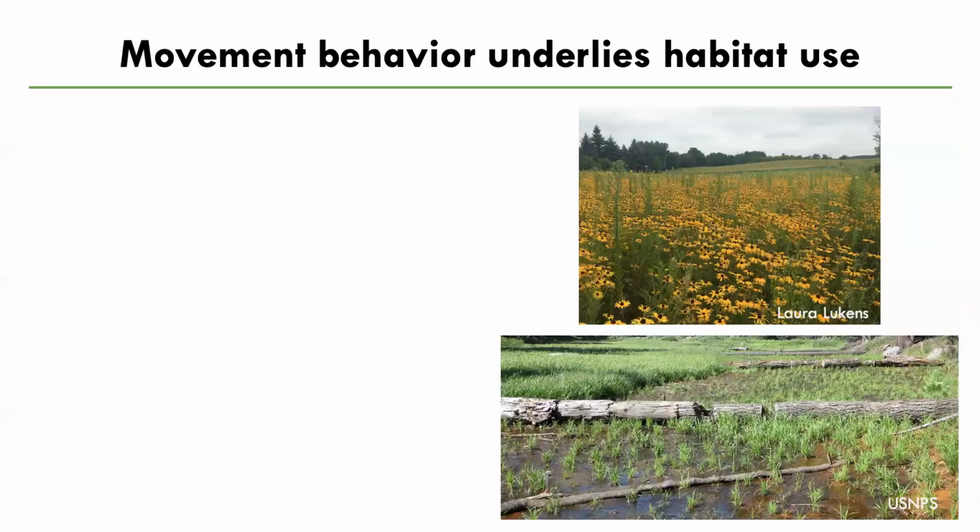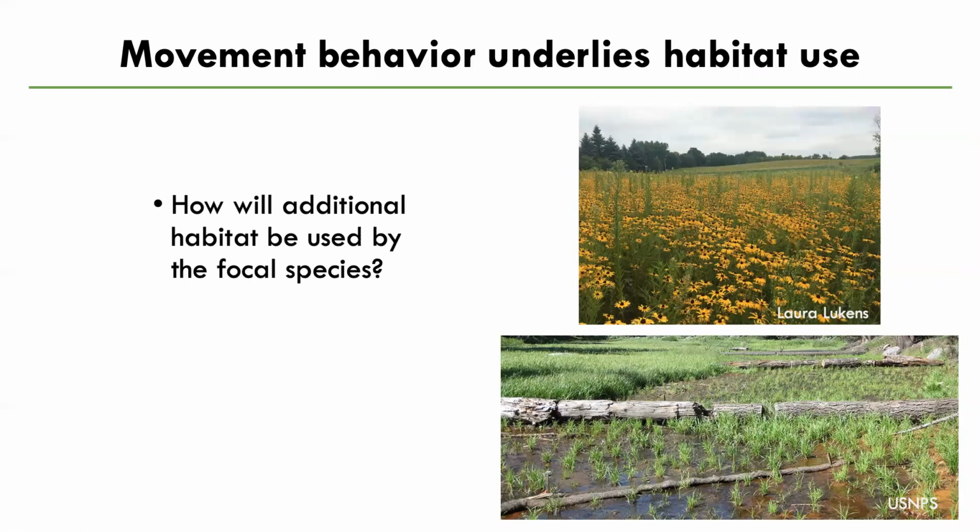But first, I'll begin by talking about how movement behavior more generally underlies habitat use. In particular, if we think about habitat restorations, here we have on top a prairie restoration and on bottom a wetland restoration. If we want to know, for instance, how individuals will use new habitat, we need to know about their movement. We need to know how they move through the landscape and locate habitat patches, and then what they do once they're inside the habitat patch. How long do they stay, etc.